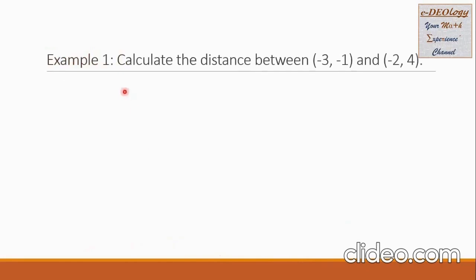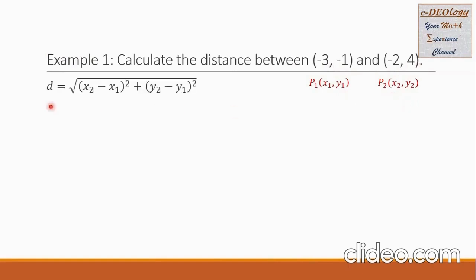Let us have example 1. Calculate the distance between the points -3, -1, and -2, 4. Let us assign the first point to be the P sub 1 with the ordered pair x sub 1, y sub 1, and the second point to be P sub 2 with the ordered pair x sub 2, y sub 2. Then our distance formula is written here. Let us start substituting the values for our distance formula.